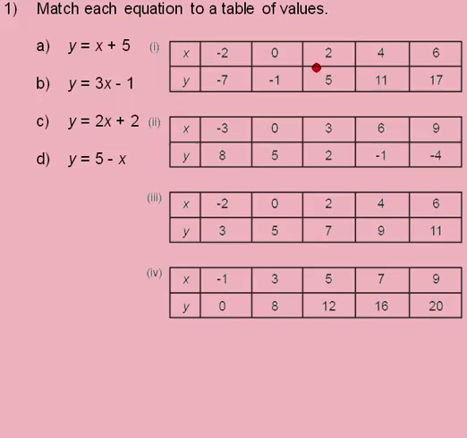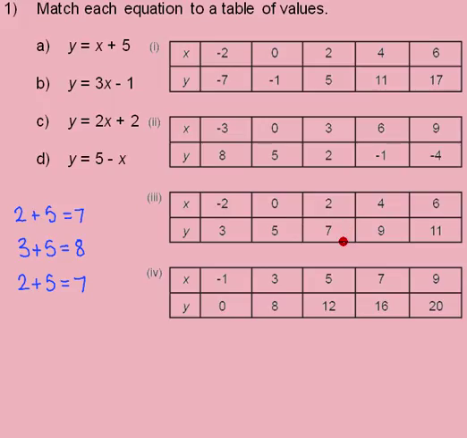So I'm going to start with this one here, just because I like the look of the number 2. If I put 2 into this equation, I get 2 plus 5, which is 7. And that doesn't match the y value here, so it can't be this one. So I'm going to try this one now. If I put 3 into this equation, I get 3 plus 5, which is 8. And that doesn't match this. So I'm going to try this one. I'm going to put the 2 into the equation. So I have 2 plus 5 equals 7.